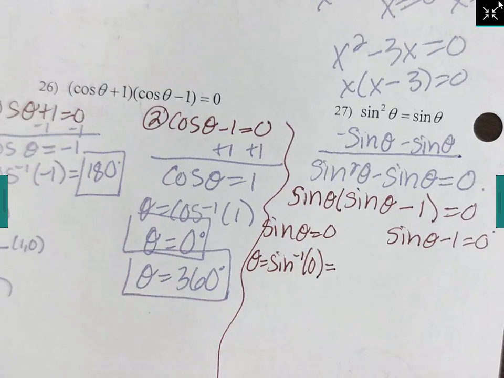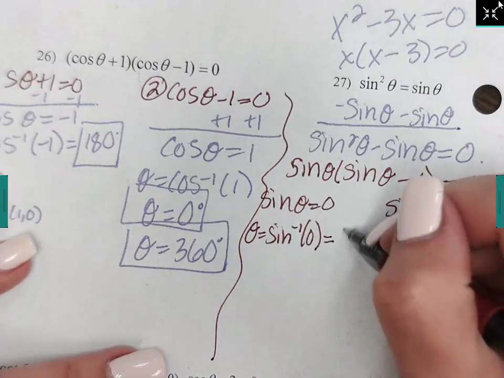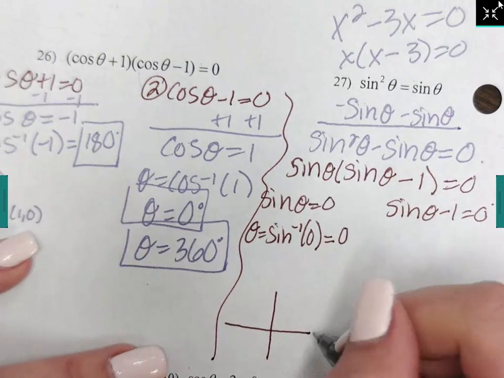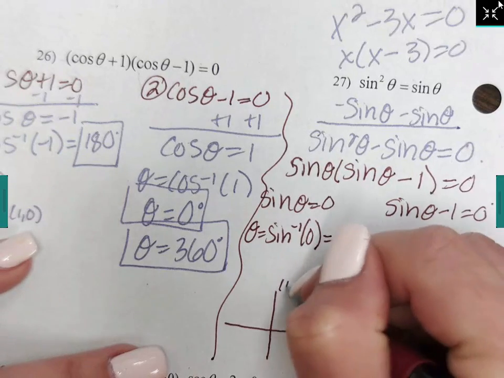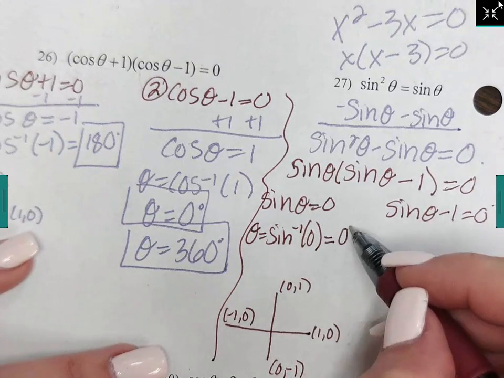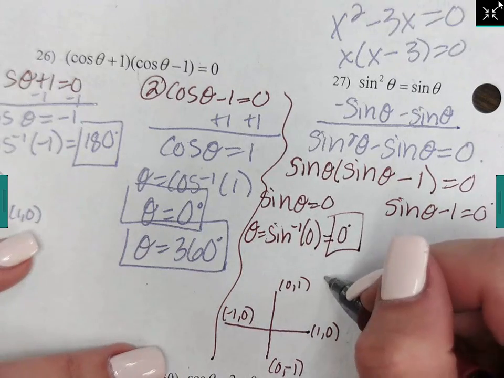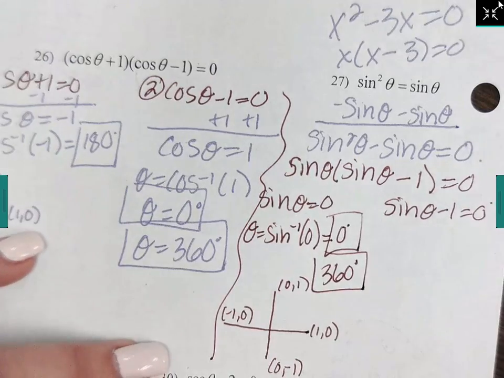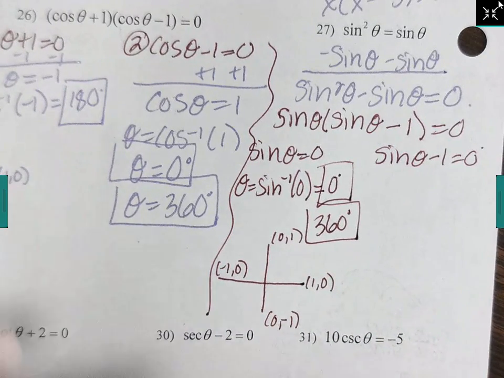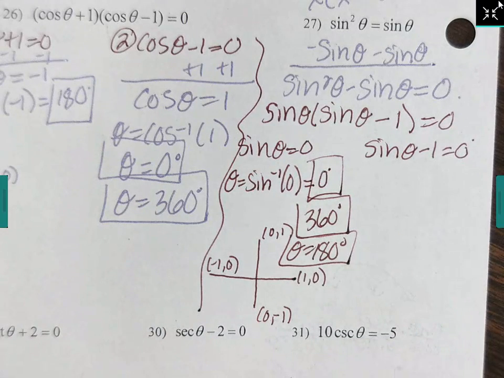When you put the sine inverse of 0 in your calculator, what did you get? 0? Okay, but let's look at this. We know that the sine is 0 at 0 degrees, so theta is equal to 0, but what else? Theta is also equal to 360 degrees. Are there any other places where the sine of theta is 0? At 180 degrees as well. So theta is equal to 0, 360, and 180. We've done sine of theta equals 0 so many times.